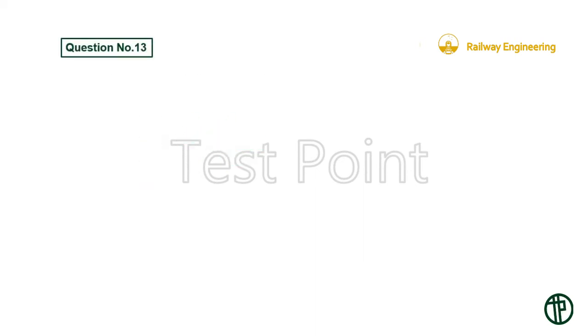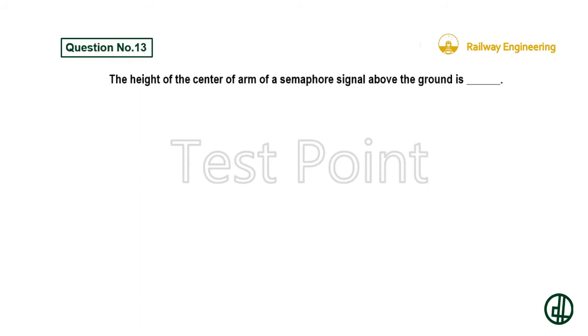Question number 13. The height of the center of arm of a semaphore signal above the ground is: option A, 5.5 meter. Option B, 6.5 meter. Option C, 7.5 meter. Option D, 8.5 meter. Answer is option C, 7.5 meter.